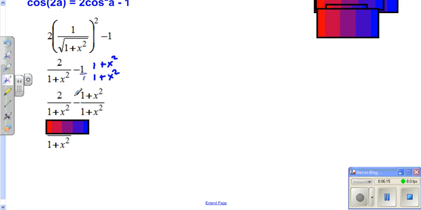Be careful on top, though. You've got to make sure you distribute this negative through to each one of these when you are simplifying. So you really get a 2 minus a 1. And then distribute that negative through to your x squared. You get a negative x squared.